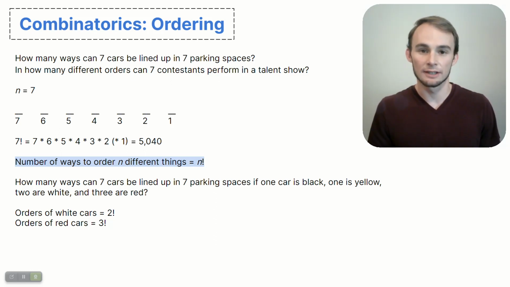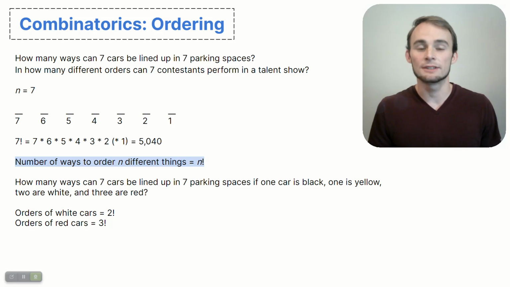And so as we think about the full set of 7 cars, while all 7 of those cars are being arranged, there would be 2 such orders where the white cars are occupying the same slots, but could be switched back and forth with each other, and for our purposes, those are the same order. And the same is true of the 3 red cars. There are 6 ways in any given arrangement for those red cars to trade places with each other that we all treat as the same order.